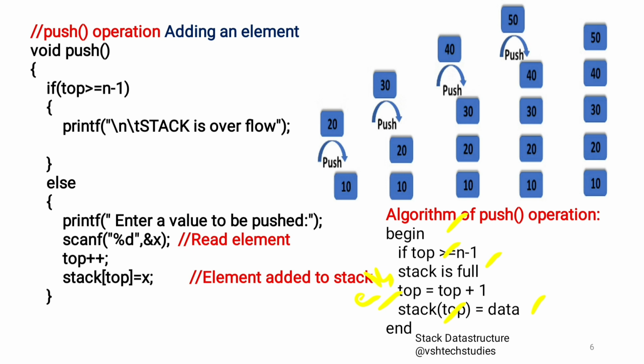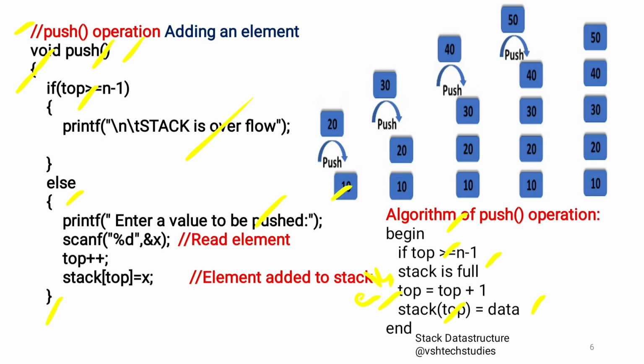In the coding, this is the push function which is implemented in C. This is its comment, explaining what is next. Its return type is void, so this push function doesn't return anything. Empty brackets indicate it is accepting no parameters. This is the beginning of the push function. If top index is greater than or equal to n minus 1, then stack overflow is printed. Otherwise, enter value to be pushed.